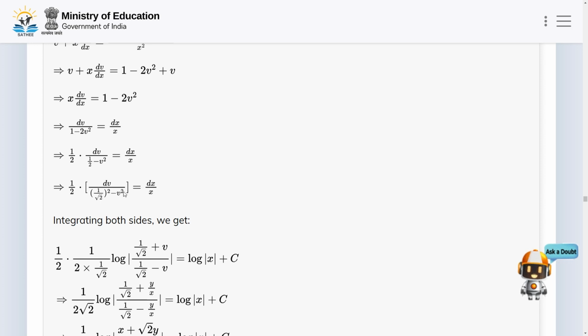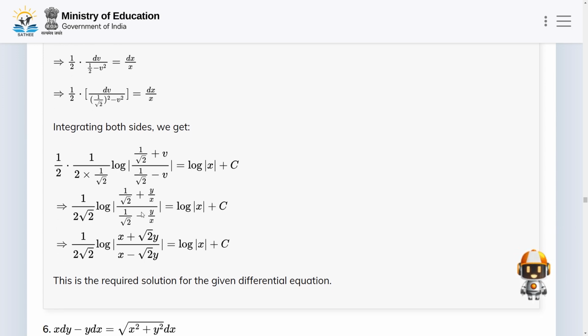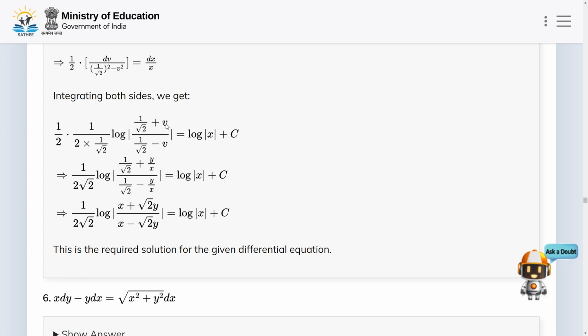This is also a direct integral. We have already seen the direct integration for this form. This is of the form dx by a square minus x square, which is nothing but 1 by 2a log of a plus x divided by a minus x. So we have just used the direct integration formula. Also, we replaced v by y by x, and you will get your answer in terms of x and y as this. So your general solution will be in this form. Clear? Okay, let us move next.